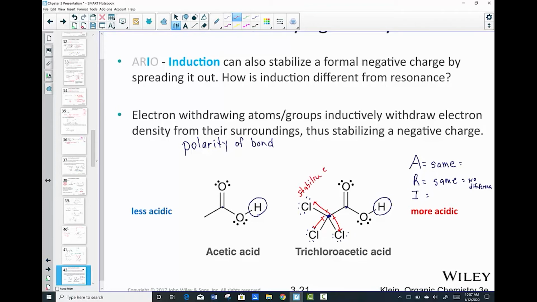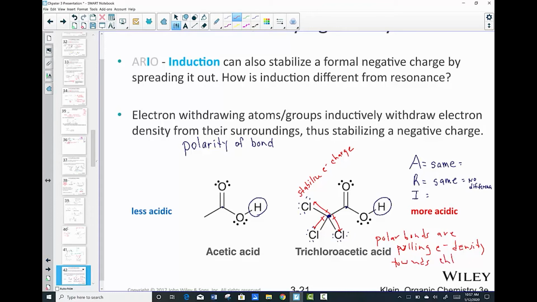The inductive effect, these highly polar bonds are pulling electron density away, electron density away from the oxygen that's trying to stabilize it. Let me say these polar bonds are pulling electron density towards the chlorine, the more electronegative element. And that's a place where you want it to go because chlorine has a great ability to stabilize negative charge.